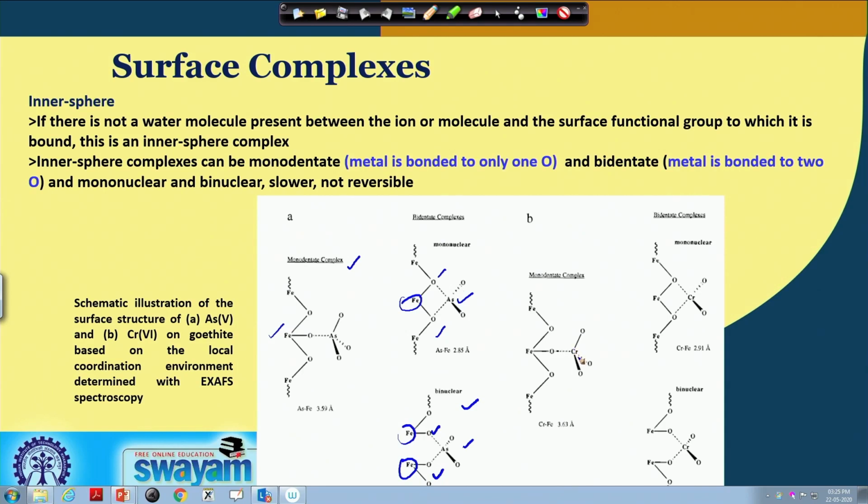Now, it is a monodentate complex. You can see chromium, which is bound to a single oxygen, which is in turn bound with the iron to form an inner sphere complex. So, it is a monodentate complex. This is a bidentate complex. You can see it is a mononuclear bidentate complex for chromium, and also this is a bidentate binuclear complex of chromium, where the chromium is attached to 2 oxygen, which are in turn attached to 2 different iron atoms. So, this is the example of different types of inner sphere surface complexes.